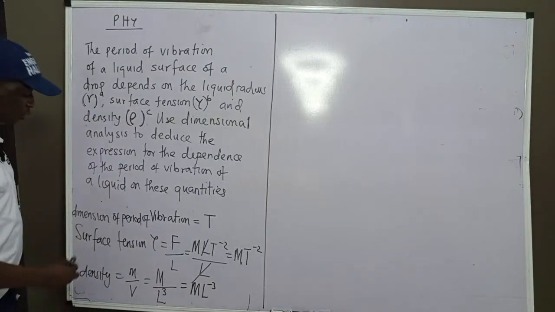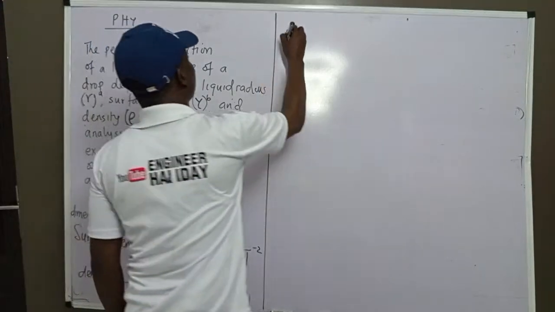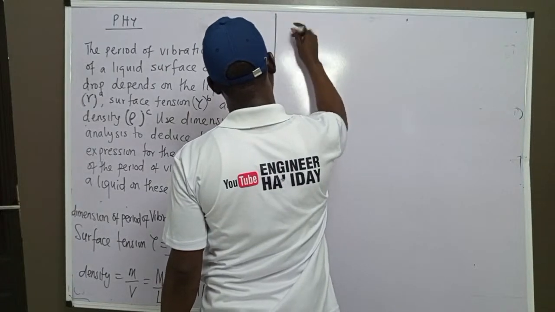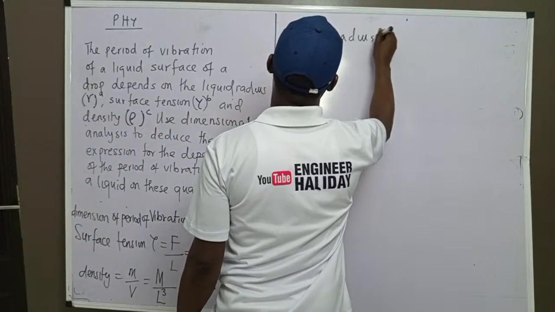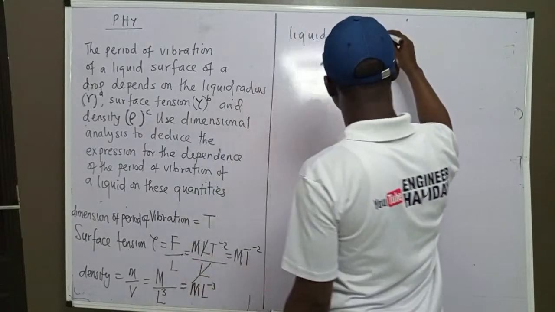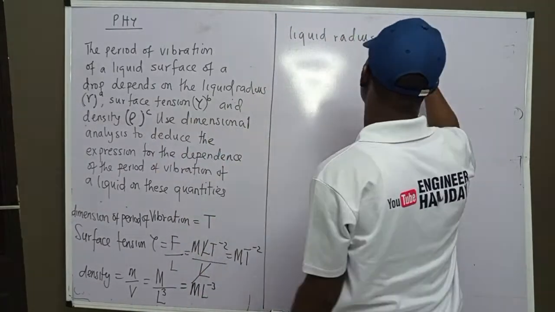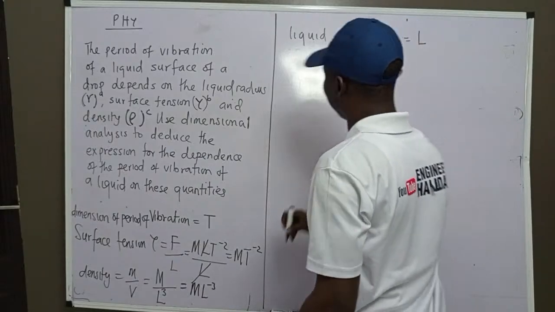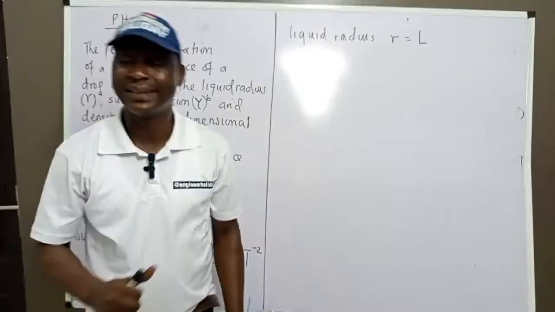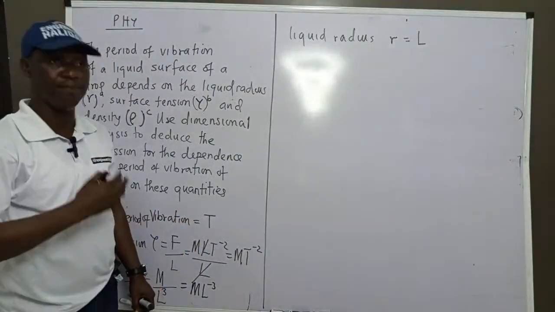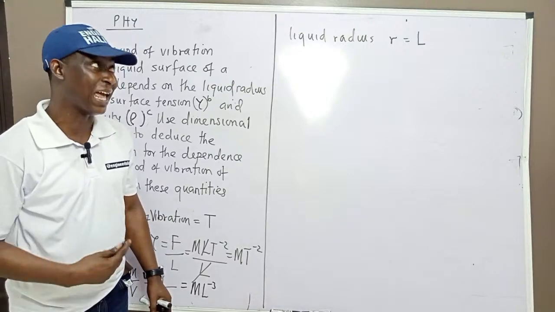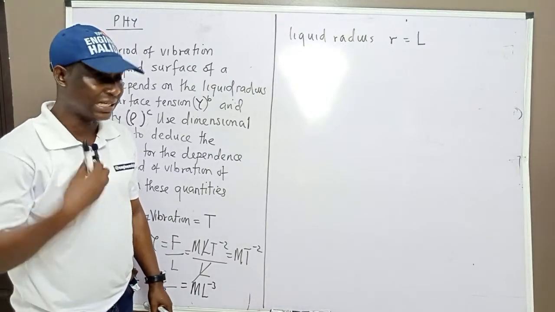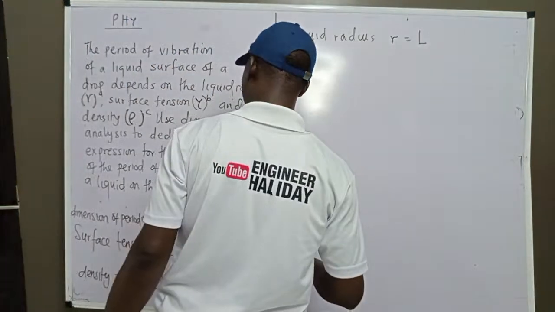Now, I haven't gotten everything. We have gotten period. Don't forget radius. Radius of the liquid. Now, liquid radius has a symbol of R in this question, which has a dimension of L. Why? Don't forget that radius is measured in meter. So, no matter if it's altitude, measured in meter is L. Height L, depth L.